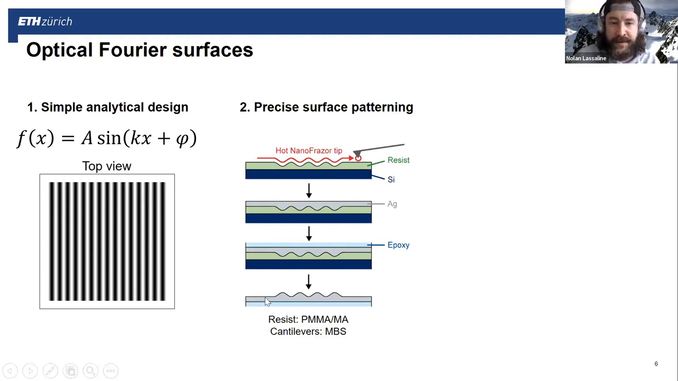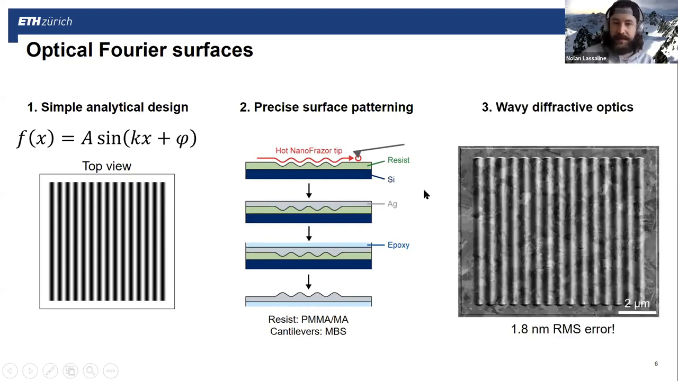And just for the NanoFrazor users that are attending, for a resist, we use this somewhat more standard electron beam lithography resist, PMMA MA, more for historical reasons. It was convenient at the beginning of the project and it wasn't broken, so I didn't try to fix it. But anyways, this is what we're using, and these cantilevers, called MBS, are very good for these patterns.